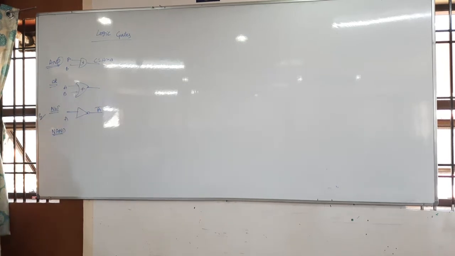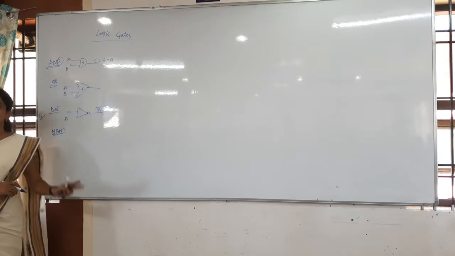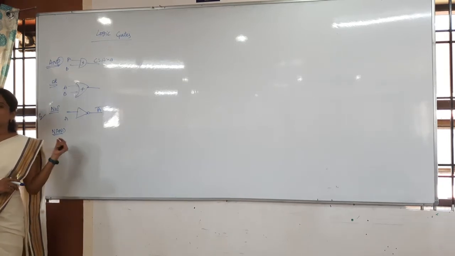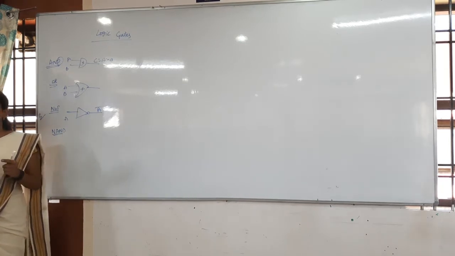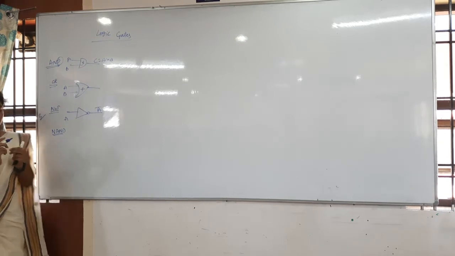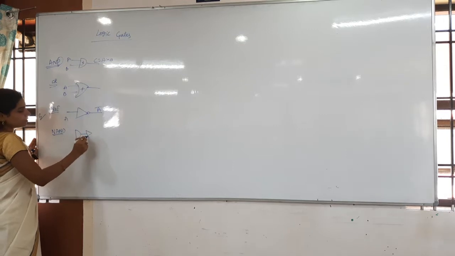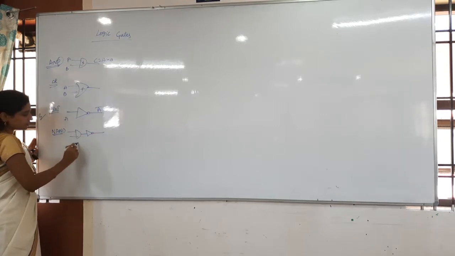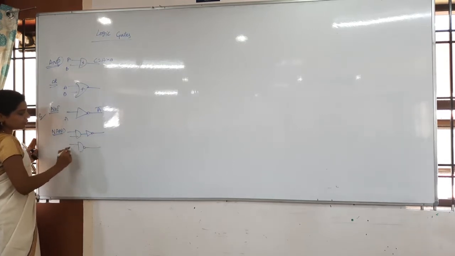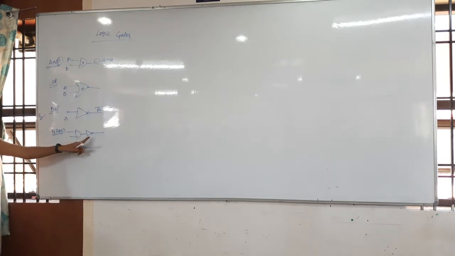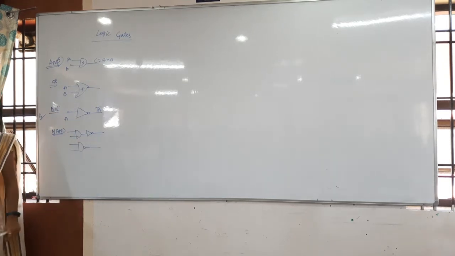In the NAND gate again how many inputs are there? 2 inputs and then 1 output. The NAND gate is formed by what? AND plus NOT. AND plus NOT you have to take, and then don't get confused about the truth table. You tell me proper answers. Like this finally you will get the NAND gate. One AND, another is NOT, so that we can form a NAND gate.